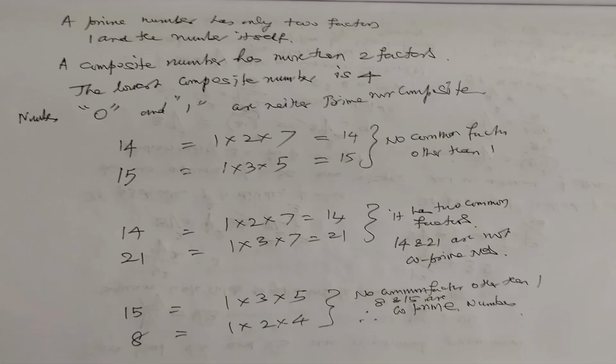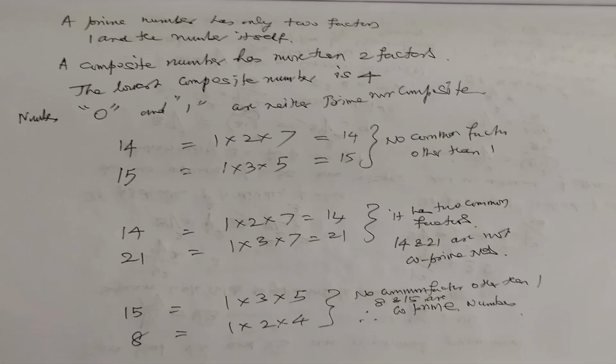Now, you must understand that prime numbers and co-prime numbers are not the same. Co-prime numbers are any two numbers which do not have a common factor other than 1. Co-prime numbers can consist of more than two numbers, but there is no common factor in them other than 1. For example, 14 and 15. 14 is 1 multiplied by 2 multiplied by 7, and 15 is 1 multiplied by 3 multiplied by 5. There is no common prime factor in these two numbers other than 1. So 14 and 15 are co-prime numbers.